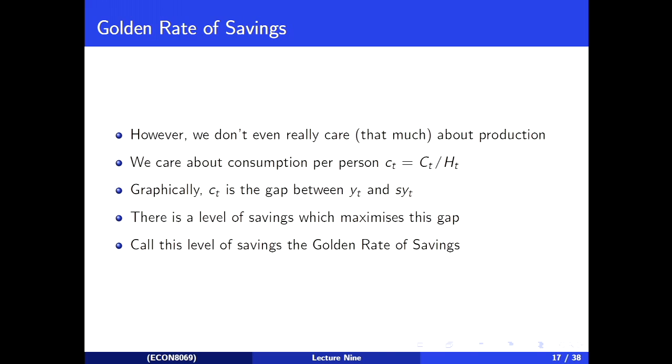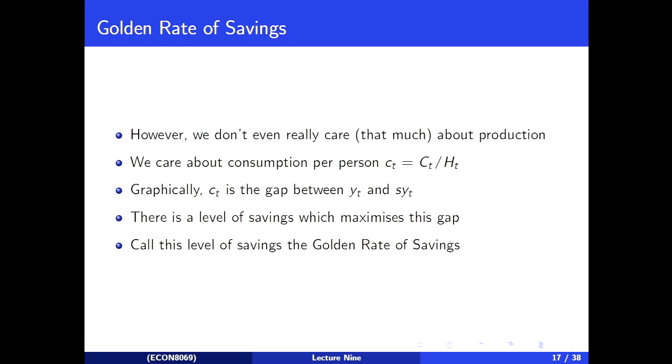In the steady state, savings and depreciation are the same thing. So in the steady state, as we saw here, consumption was the gap between output and depreciation. And so more generally, if I'm thinking about what's going to be the savings rate that maximizes consumption, it's going to be the level of savings which maximizes the gap between output and depreciation.